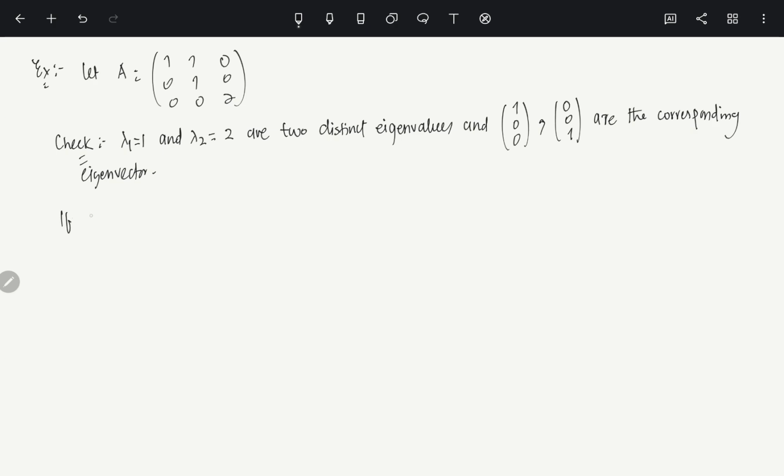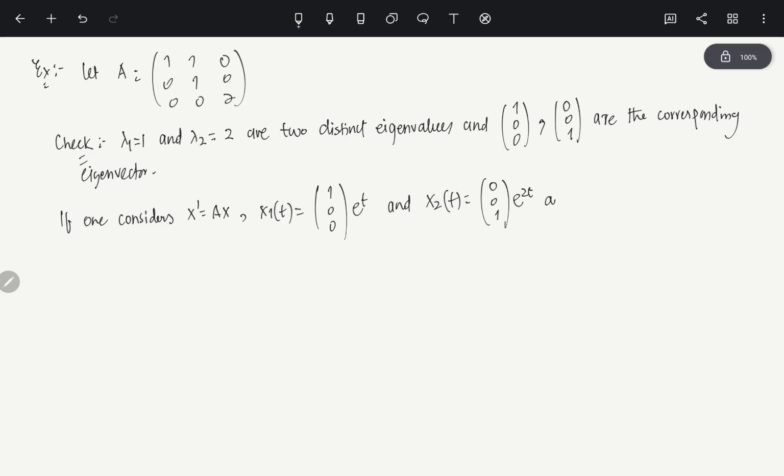If one considers x prime equals Ax, then what are the solutions? x1 of t is given by the vector 1 0 0 times e to the power t, and x2 of t is given by 0 0 1 times e to the power 2t. Those are the two solutions. They are linearly independent, of course, but those are the only two linearly independent solutions.